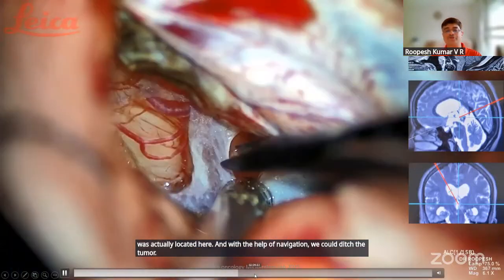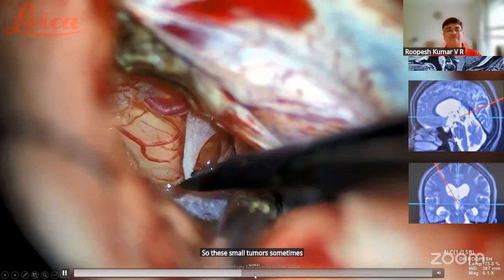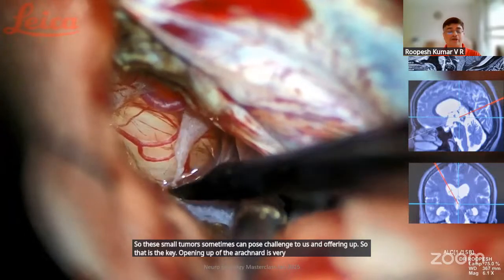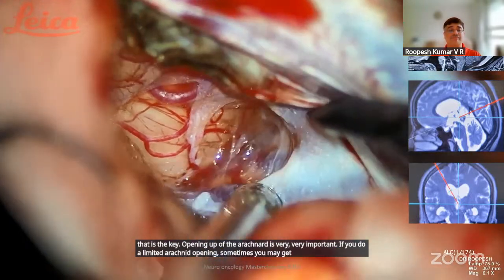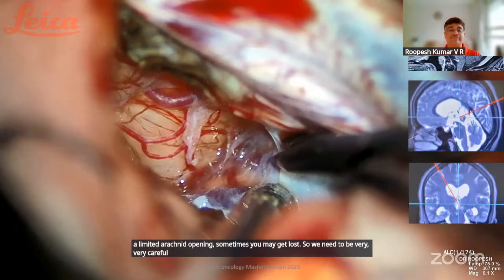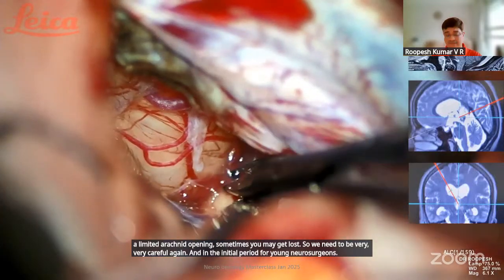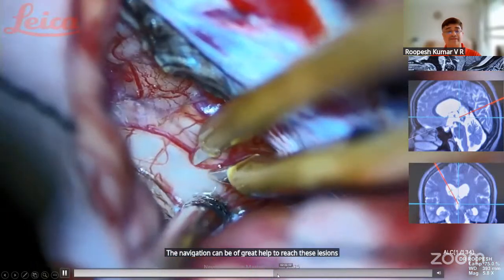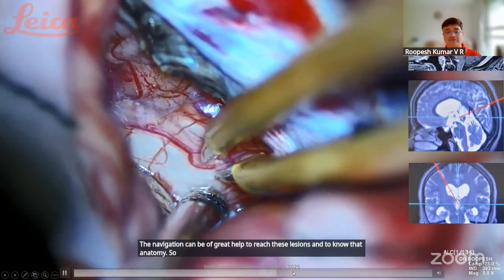So these small tumors sometimes can pose a challenge to us, and opening up is the key. Opening up of the arachnoid is very, very important. If you do a limited arachnoid opening, sometimes we may get lost, so we need to be very, very careful. In the initial period for young neurosurgeons, navigation can be of great help to reach these lesions and to know the anatomy. So by navigation, we could find out that was the opening.